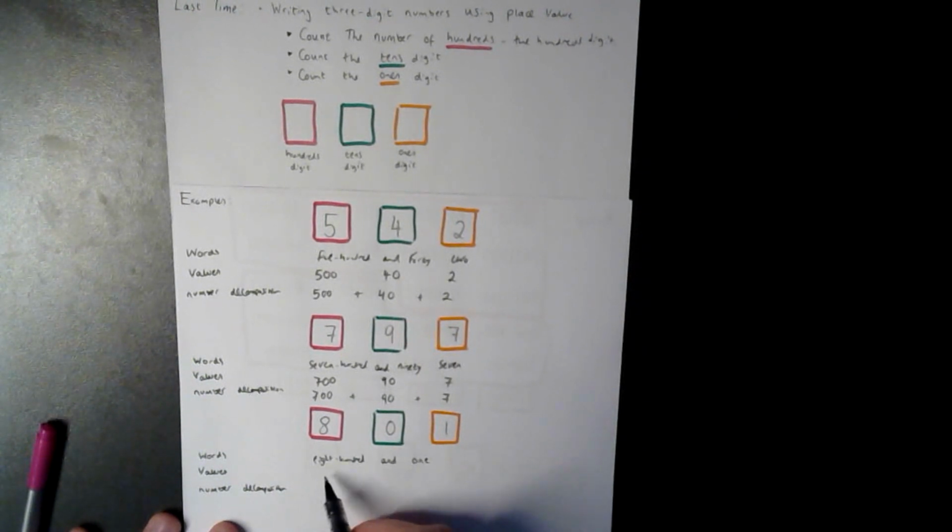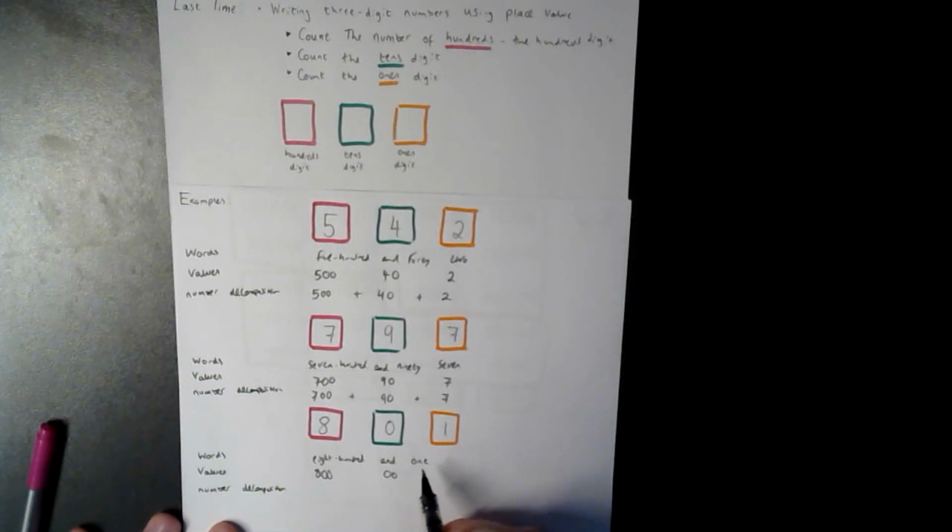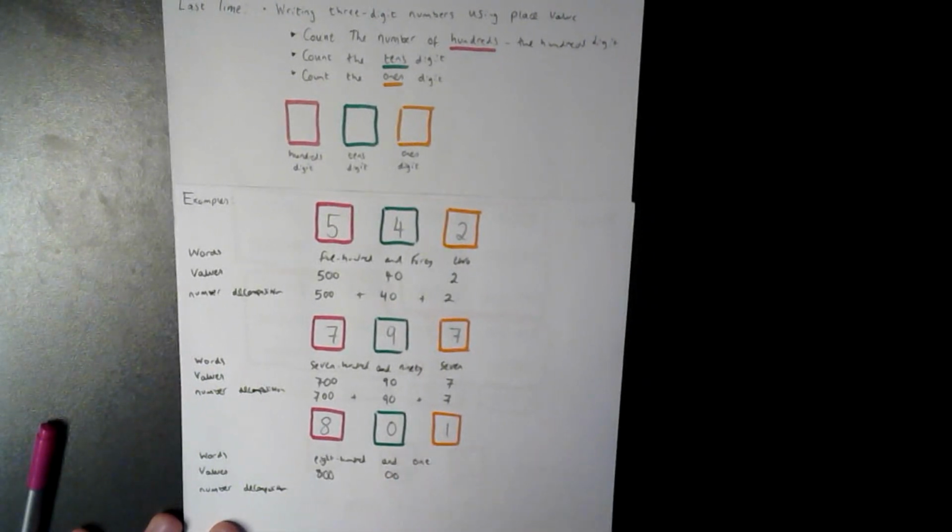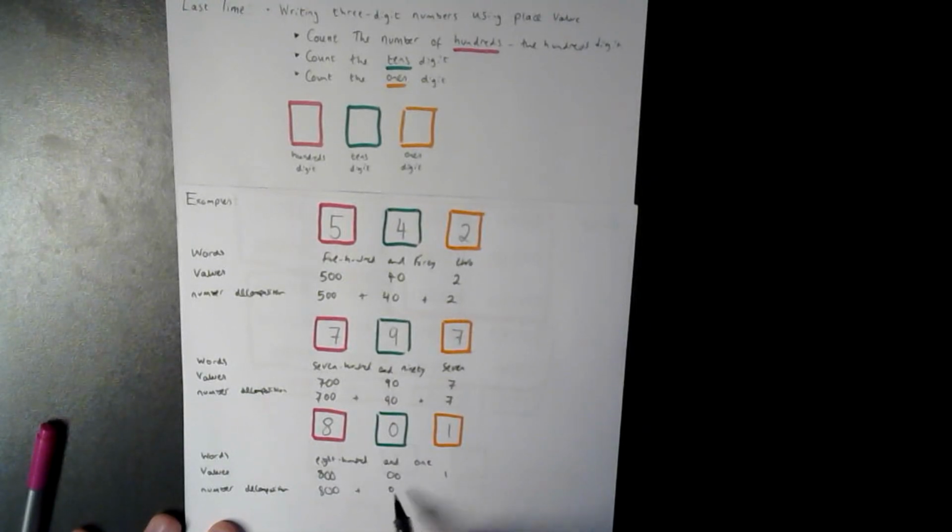Looking at the values, we have 800. The value of 0 would just be 0. You could write it as 00 if you want. It's up to you. Just to sort of copy that pattern of writing a 0 after the tens digit. And then this digit here is just 1, so it'd be a 1. So the number decomposition would be 800 plus 0 or 00 plus 1.